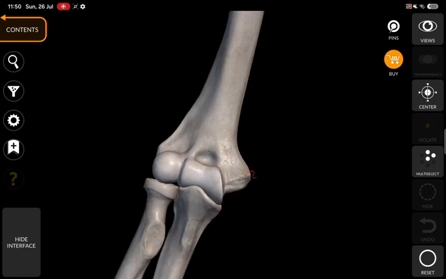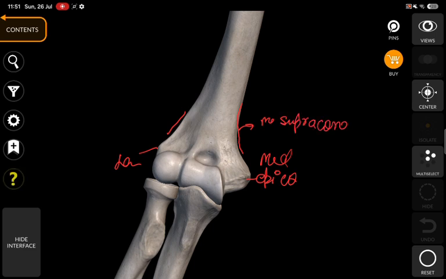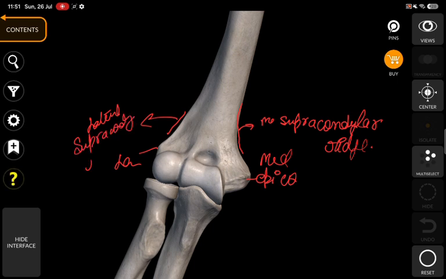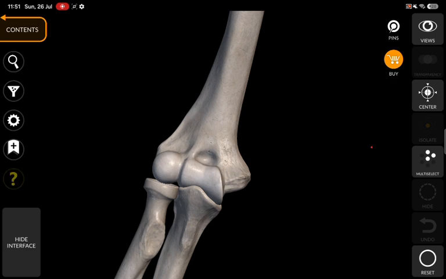Now these are called condyles, or rather epicondyles. This is the medial epicondyle. This is the lateral epicondyle. The medial border of the shaft ends in the medial supracondylar ridge, whereas the lateral border of the shaft ends in the lateral supracondylar ridge, right? So these are the ridges, fossae, and everything.